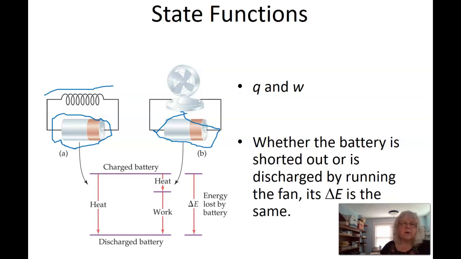So what'll happen in the one that has been shorted out is that all of the energy will get converted into heat. So everything that was inside the battery gets turned into heat. Whereas in the other one, some of the energy will be used as work to turn the little blades on the fan so that the blades on the fan are going around. But the amount of energy that's lost is the same in each case. So the amount of energy, that's a state function, and the Q and the W are not.